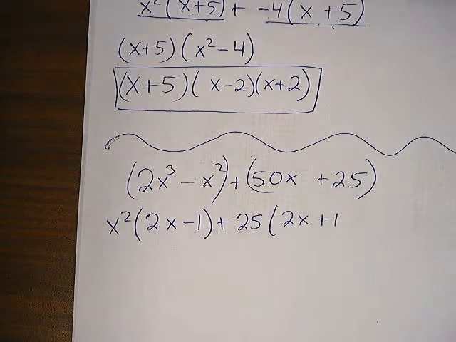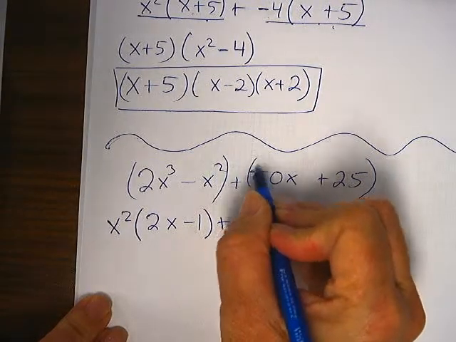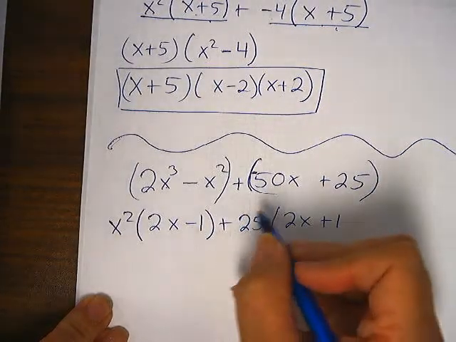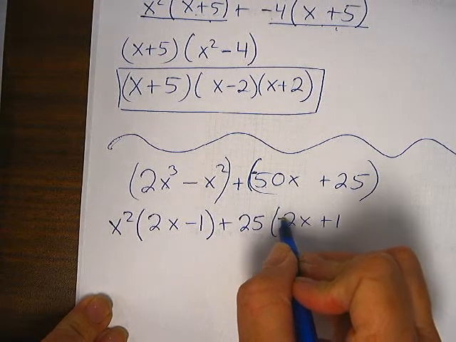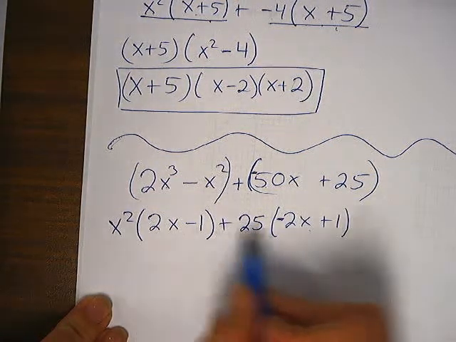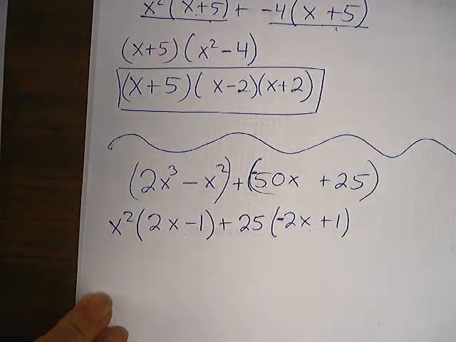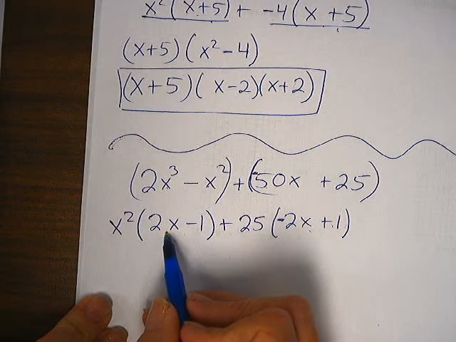Doesn't quite work, does it? What did I do wrong on this guy? Oh, excuse me. This should have been a negative 50x when we started. So negative 50x there gives us a negative 2x plus 1. But notice these are not the same sign here. So what would I have to factor out of this to make it look like this?